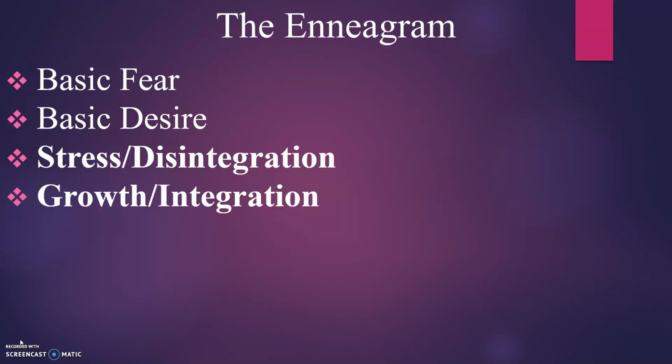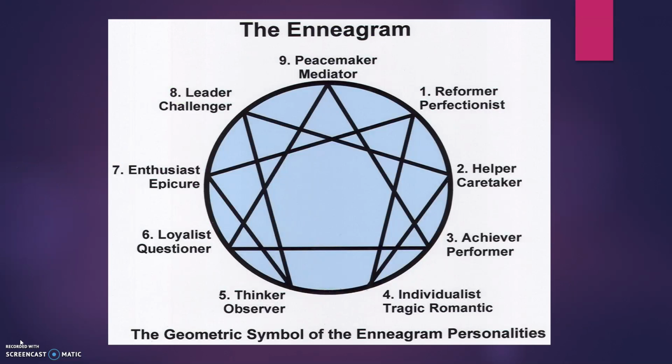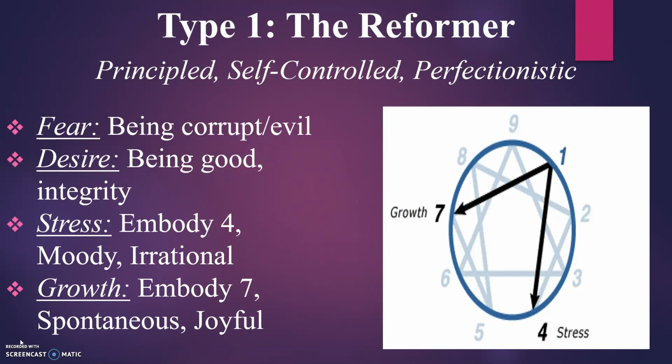So let's talk about, for the Enneagram, we're just going to go over the basic fear, the basic desire, the stress and disintegration, and the growth and integration state for each type. So again, here's the symbol. So starting off with the 1, the reformer.